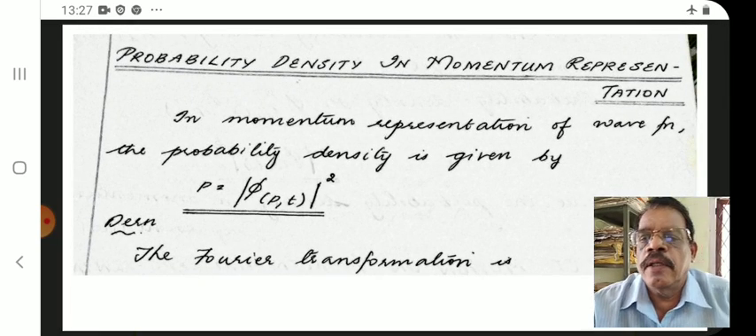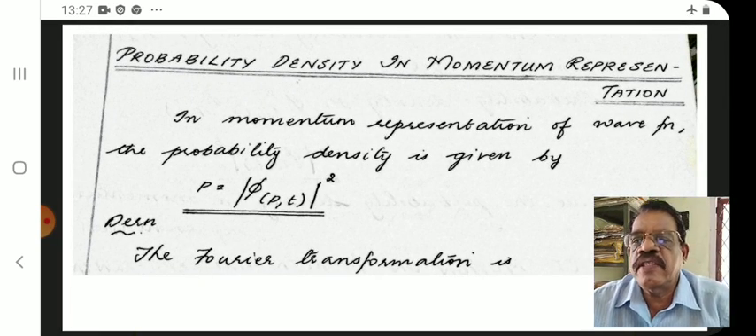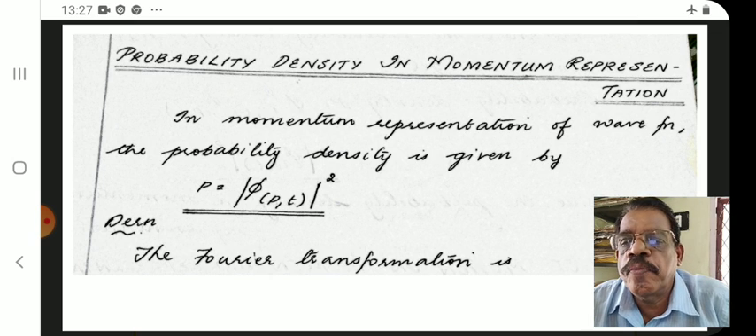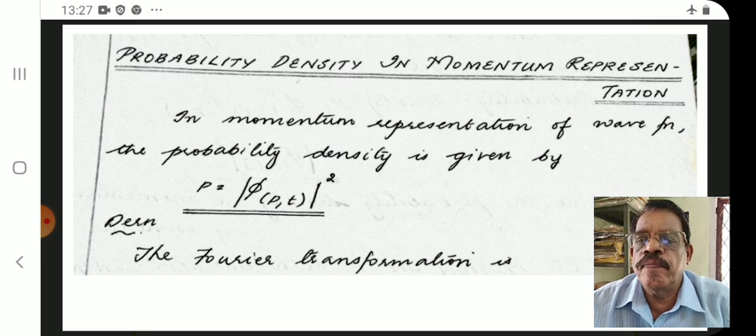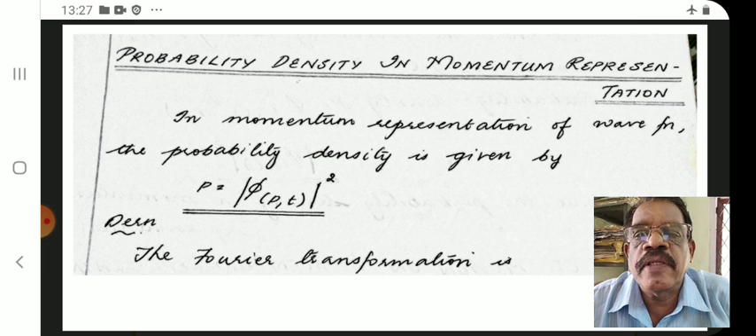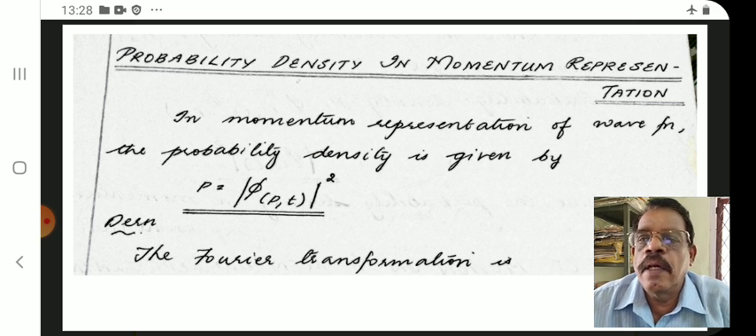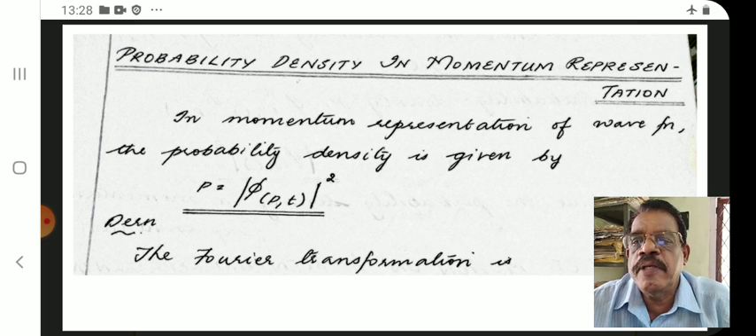You know the momentum representation of the wave function is φ(p,t), or φ(k,t). In the last class, we studied the coordinate representation and the momentum representation. In momentum representation of the wave function, the probability density is given by P = |φ(p,t)|². We know the reason.